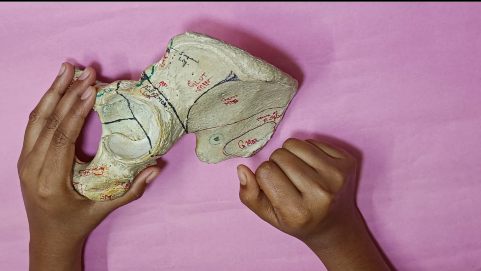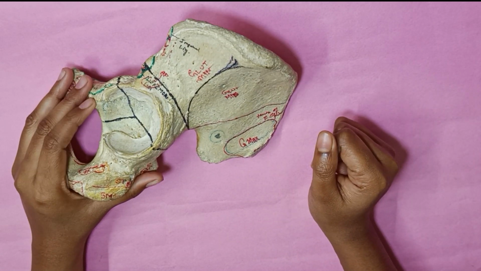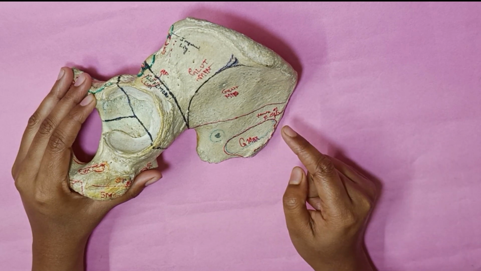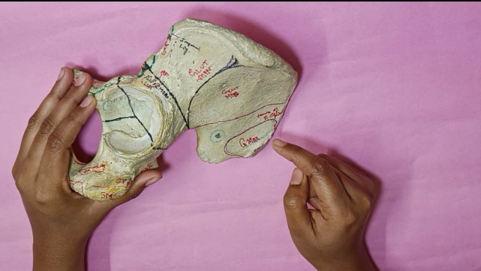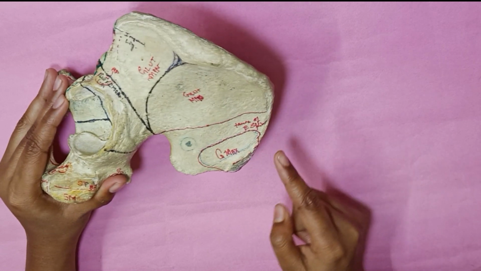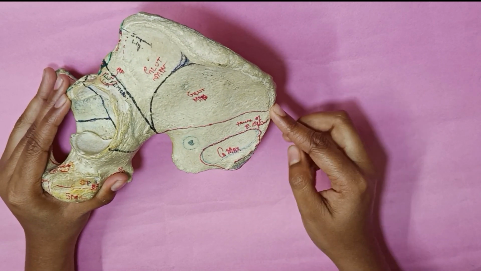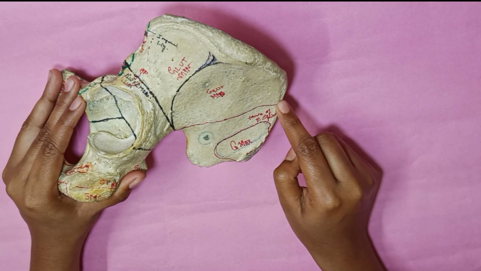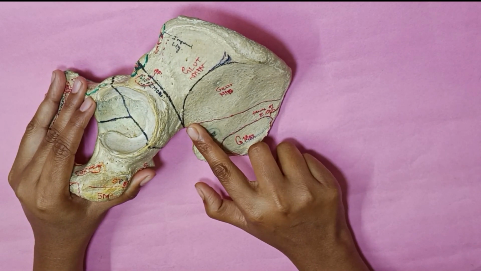The posterior gluteal line is the shortest line. It begins 5 cm in front of the posterior superior iliac spine and runs from here to the greater sciatic notch.